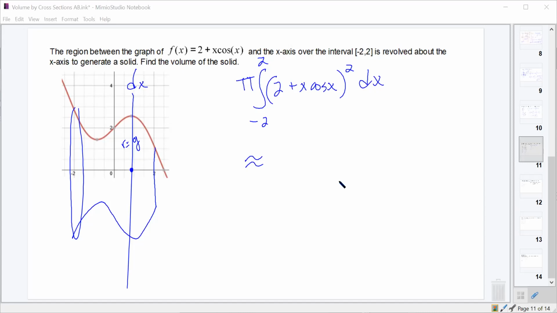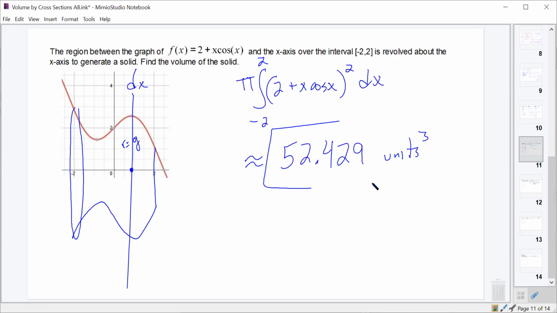What did you guys get? 52.429. Anybody else agree with that? I got the same thing. Wonderful. Any questions or problems with the setup and any of that? We're all good? Okay.